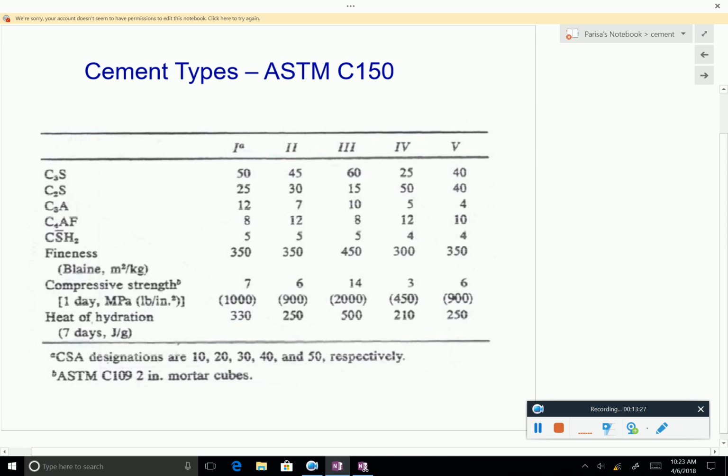What is more important is this. So on the top you see the different types. So this is the type. And here you are looking at the composition. If you remember, different components have different properties. And there is also fineness, which we talked about last time.